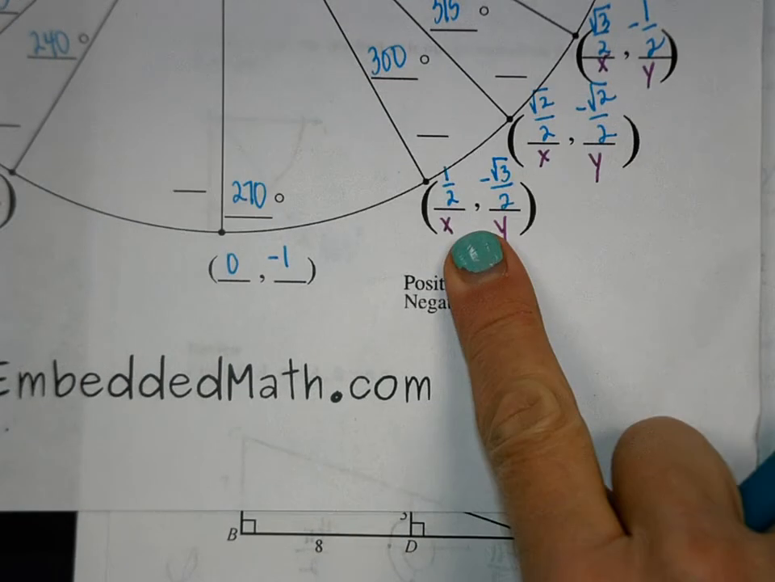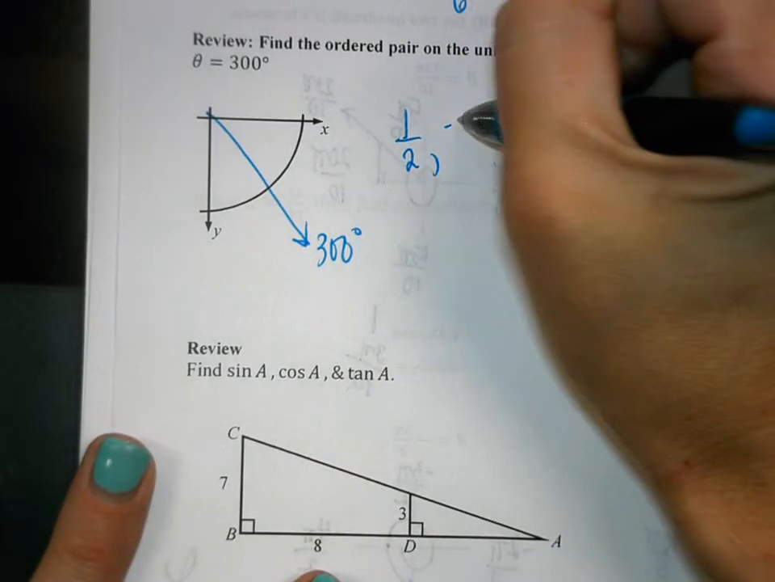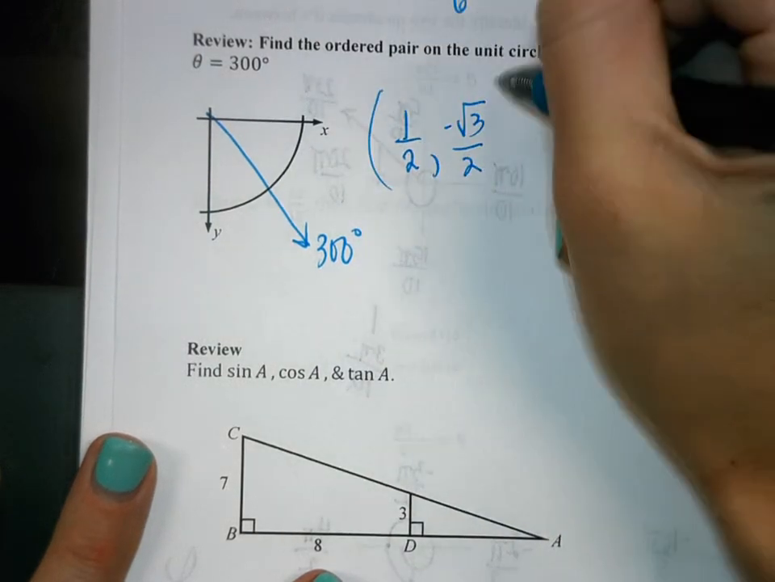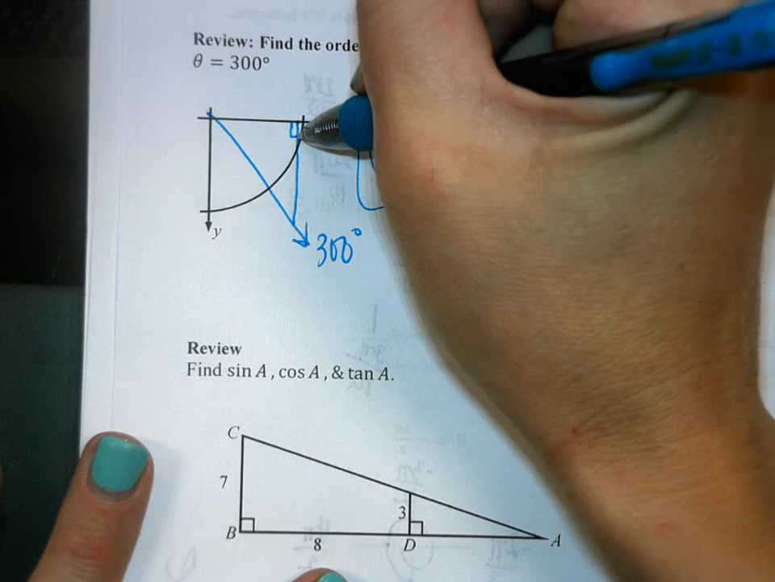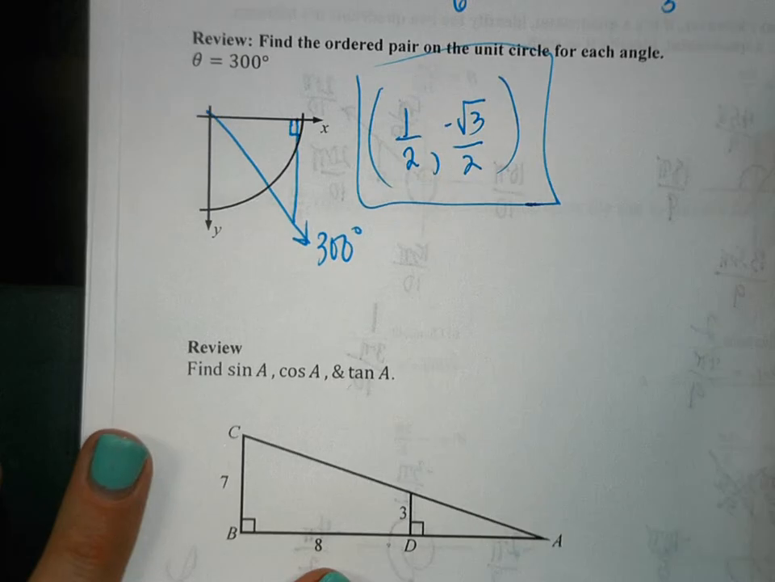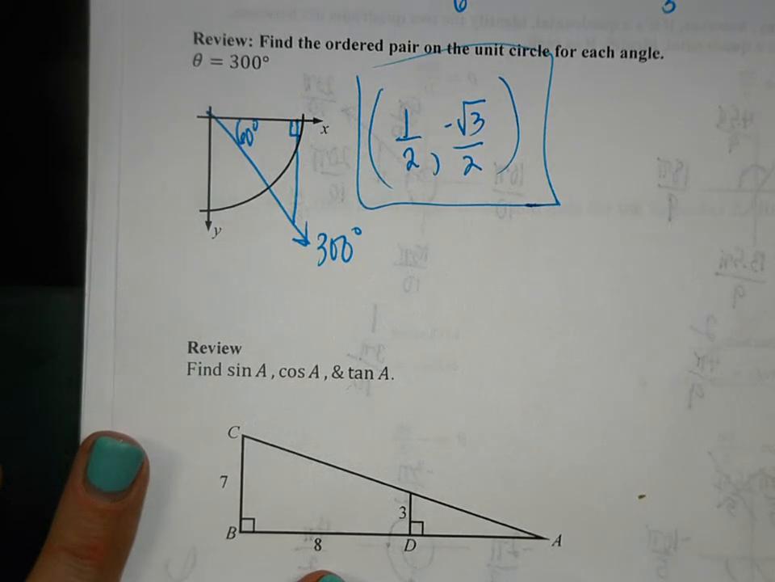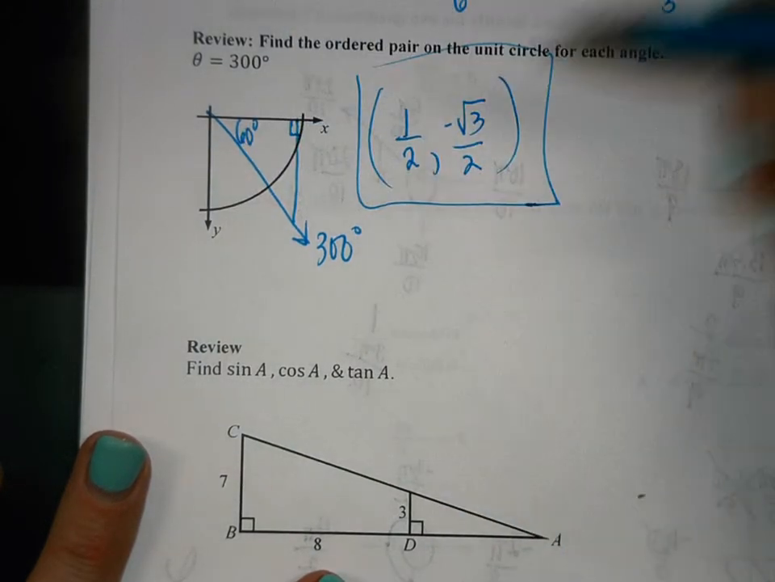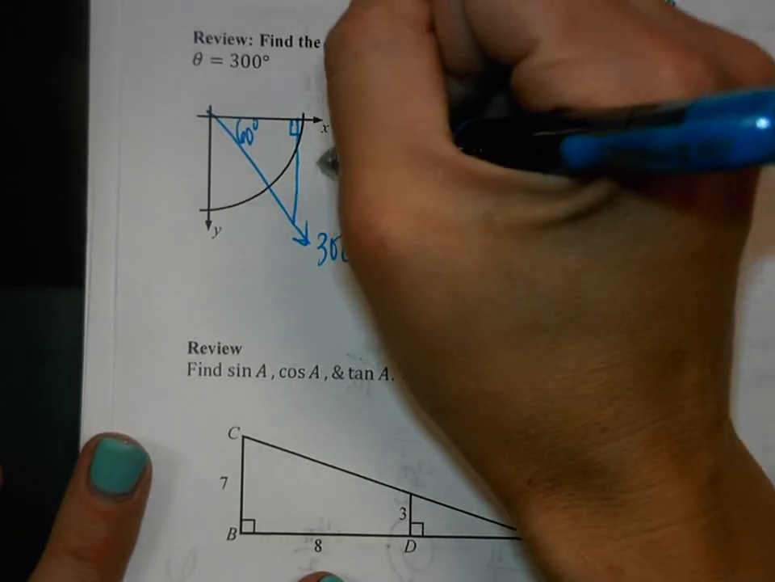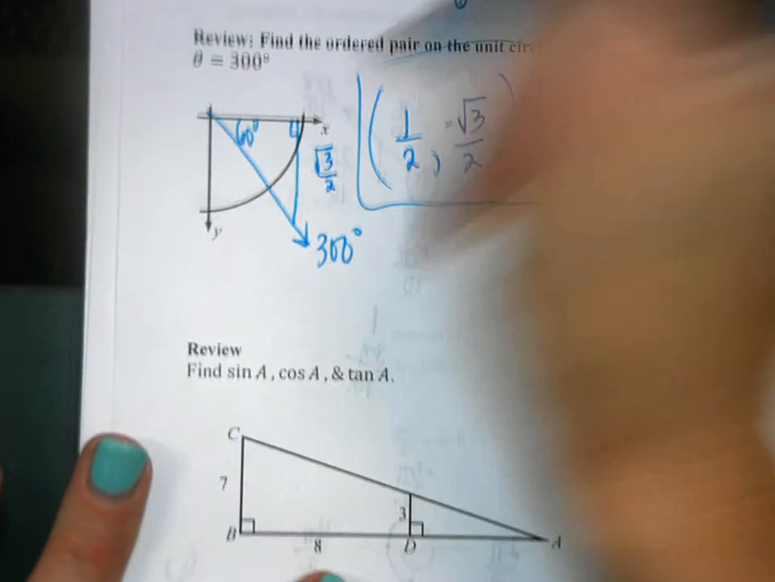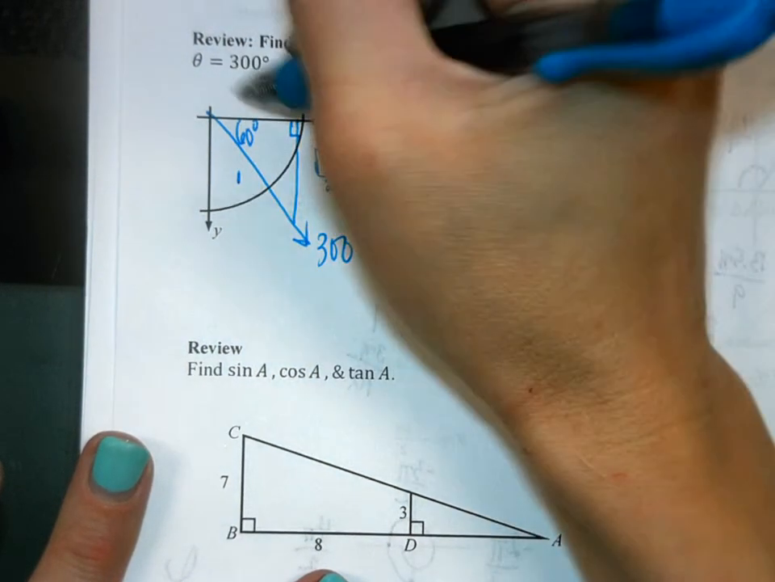1/2, negative root 3 over 2. Now, you could figure that out by finding the reference angle, going up here. What would be the reference angle here? 60 degrees, okay? Based on that being 60 degrees, we know that across from 60 degrees is root 3 over 2, right? Across from the 90, in this case, because we're dealing with a unit circle, that's 1. And then up here, this is 1/2.